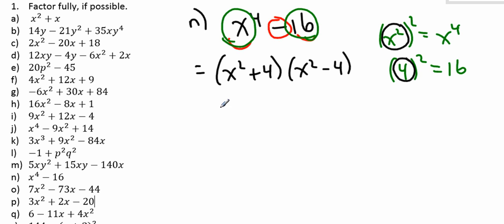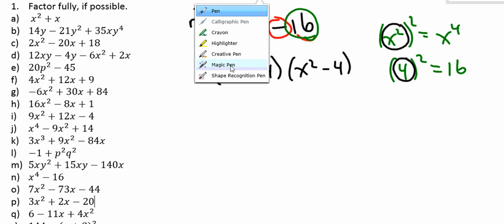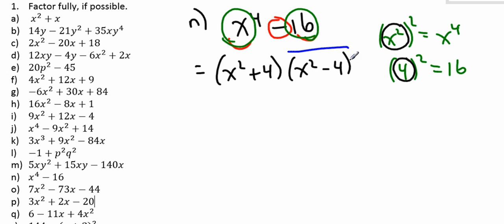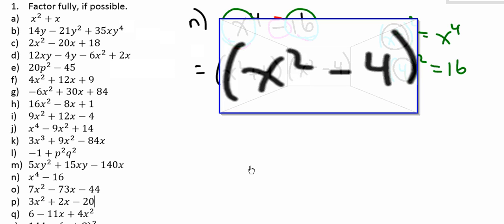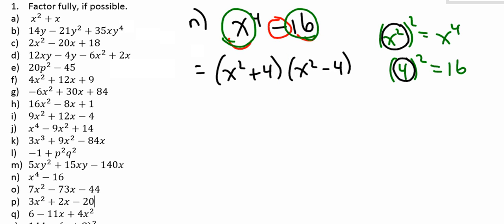Now, look at the screen for a minute. I'm just going to let you look while I do a little bit of this. Notice something now? That's also a difference of squares. So don't stop. Always check what's left over in the brackets and keep factoring if it's possible to keep factoring. Where's my pens?